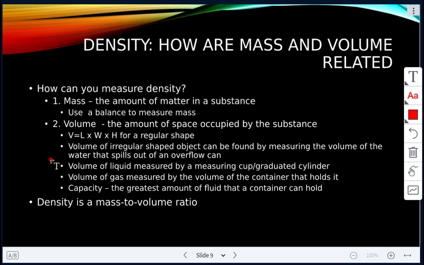If we have a liquid, it's easily measurable. You can put it into a measuring cup or a graduated cylinder and just note its volume in milliliters or liters. The volume of a gas can be measured by the volume of the container that holds it. Keep in mind, when we talk about capacity, that's the greatest amount of fluid that a container can hold. So density, therefore, is a mass to volume ratio.